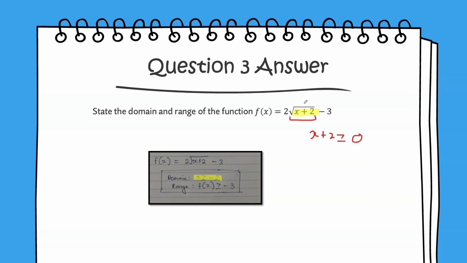And then 2 times 0 would also be 0. So if the smallest value that this whole part can be is 0, that means that the smallest that this whole function can be is 0 minus 3. So the range always has to be greater than or equal to negative 3. Okay, so that's your domain and range. All right.